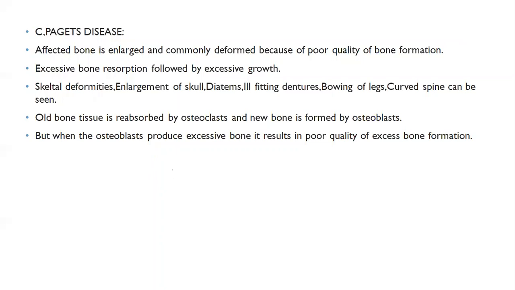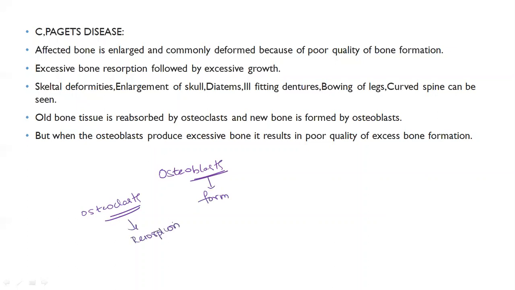So what happens in Paget's disease is, before we go there, let me tell you something. There are two kinds of cells, osteoblast and osteoclast. Blast means forming cells and clast means resorbing cells. So osteoblasts help in formation of the bone and osteoclasts help in resorption of the bone.